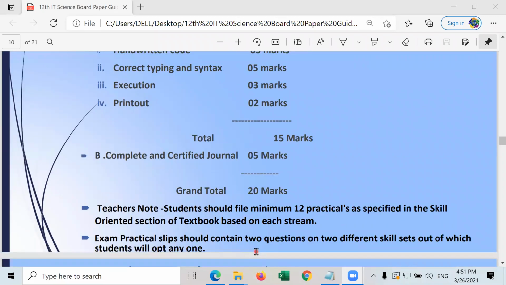Remember, you have to bring your IT journal at the time of your practical examination. If you do not bring your IT journal, you will not be allowed to appear for your IT practical exam. So journal is very much compulsory.